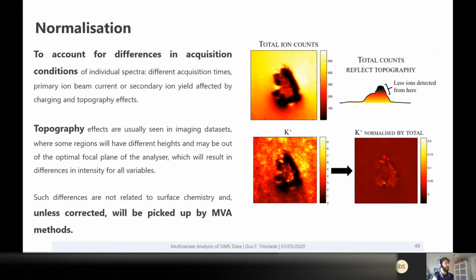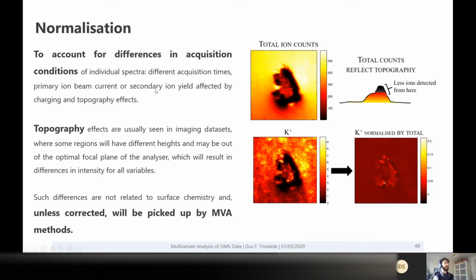Another thing is the normalization. In broad terms, we normalize things to account for differences in acquisition conditions. For example, acquisition time: if you acquire one sample for 10 minutes and the other one for 5 minutes, obviously the overall counts of the first one will be higher, so you want to correct for this. So we normalize by the total counts. Or if there's any change in the primary ion beam current, with higher current you get more peaks per second, so you have to compensate for this. Or secondary ion yield affected by charging and topography effects, which is quite important.